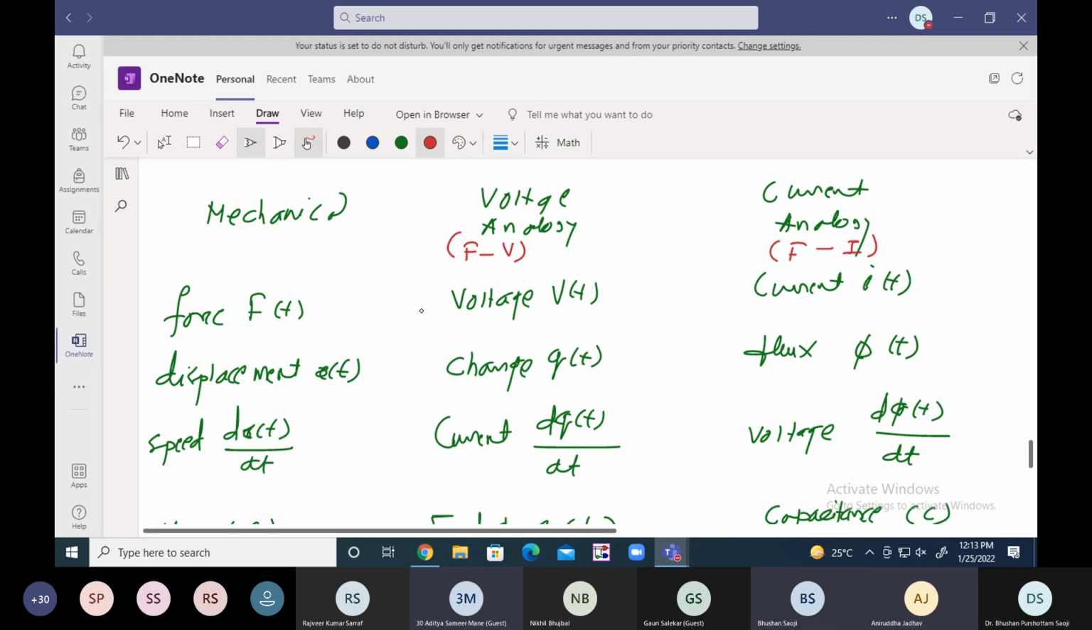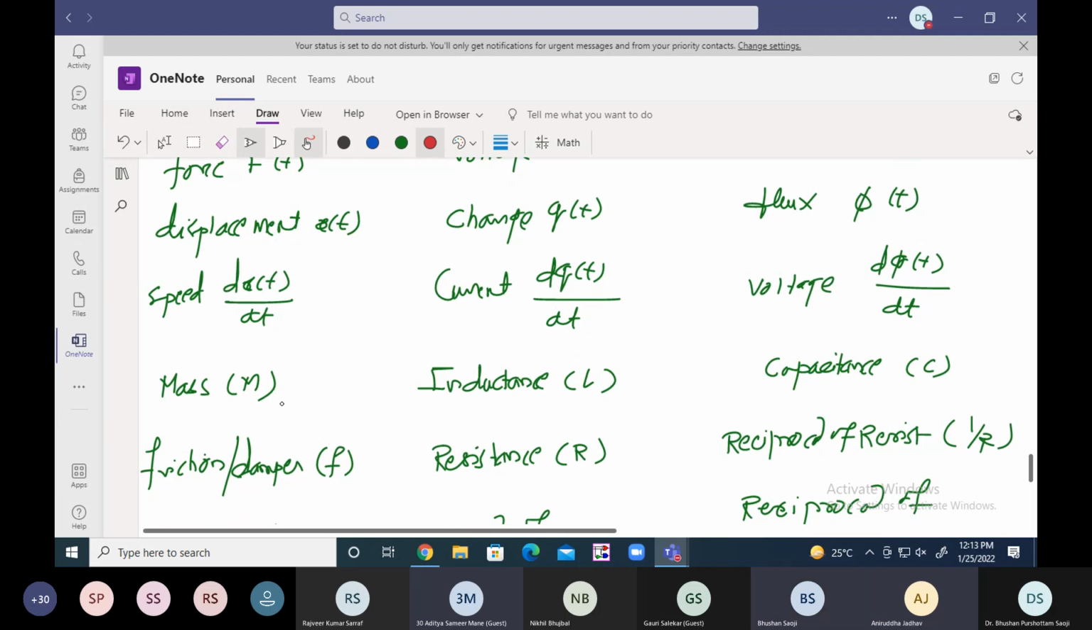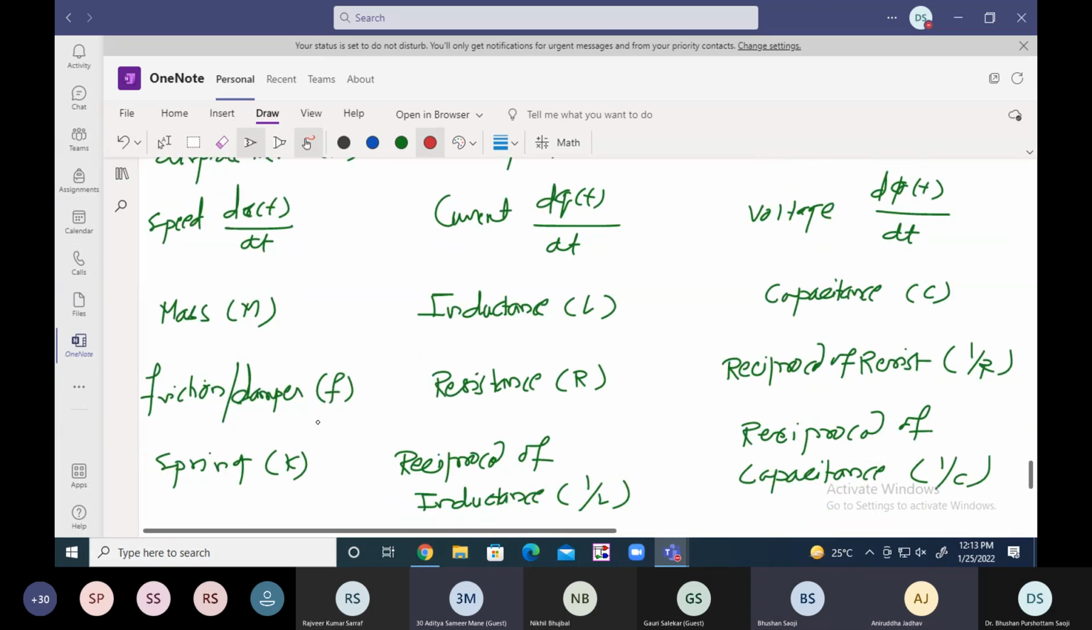Displacement in mechanical becomes charge in case of F to V, and it is flux in case of F to I. The speed in mechanical is current in case of F to V, and voltage in case of F to I. Then mass becomes inductance in F to V, and in F to I it is replaced by capacitance. Friction of the damper, that is F in mechanical, is replaced by R in voltage analogy, and by reciprocal, 1 by R, in current analogy.